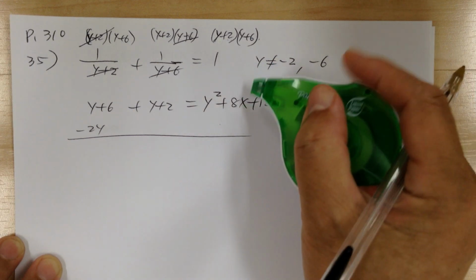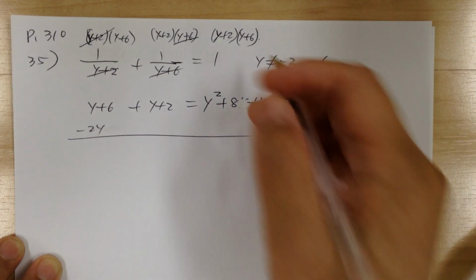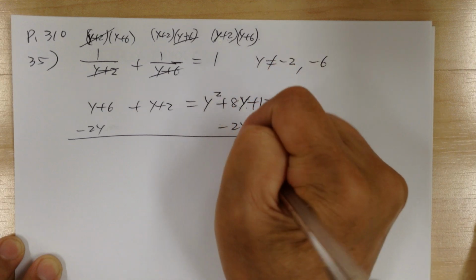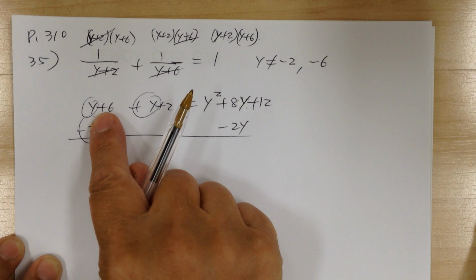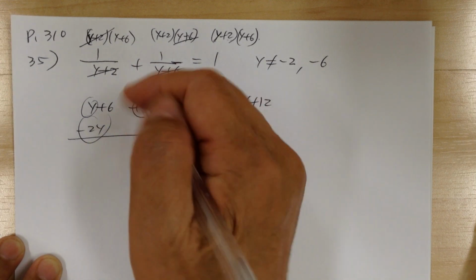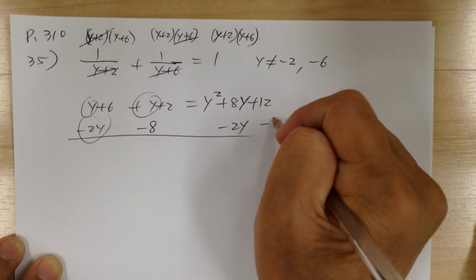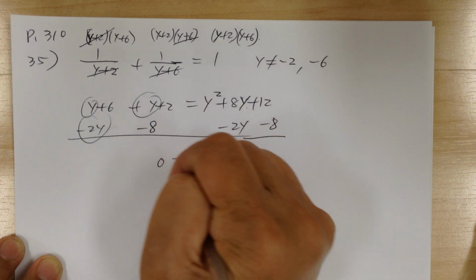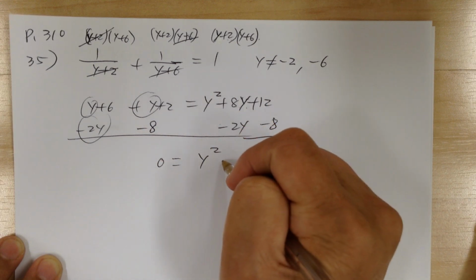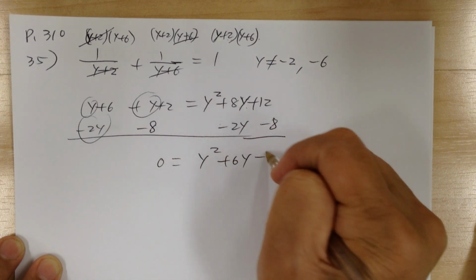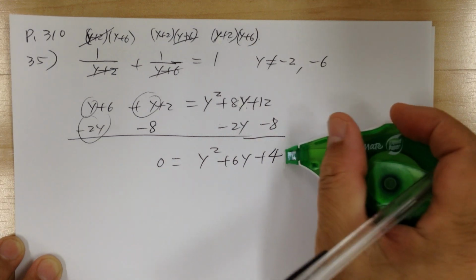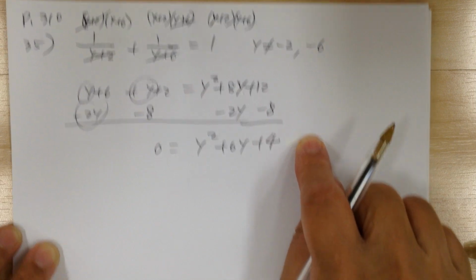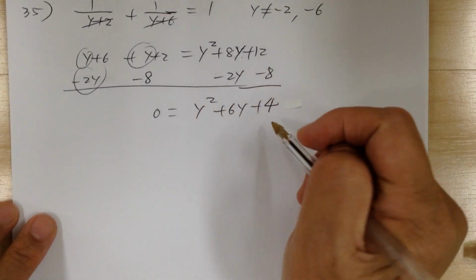This is supposed to be a y. So minus 2y, so that this will cancel out. And I have plus 6 plus 2, so I need to minus 8. So I got 0 equal to y squared plus 6y plus 4. Again, when you try factoring, this is not going to work. None of it is going to match.